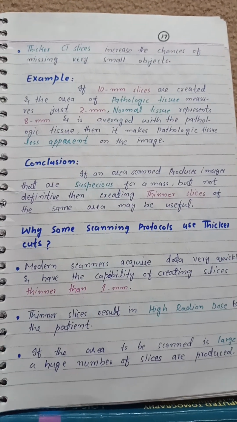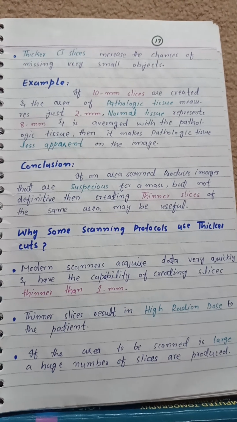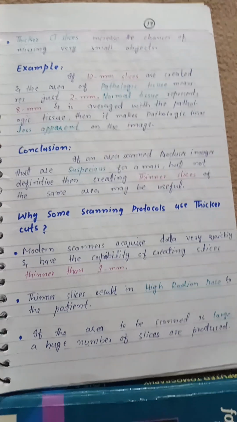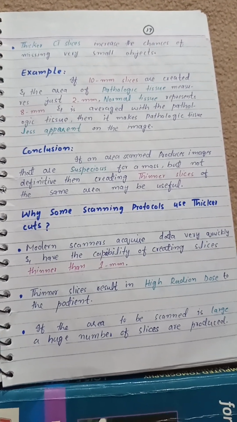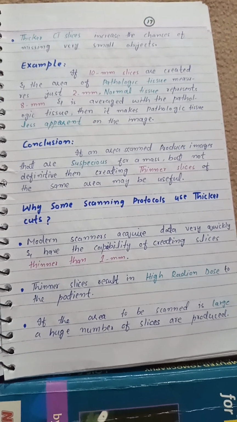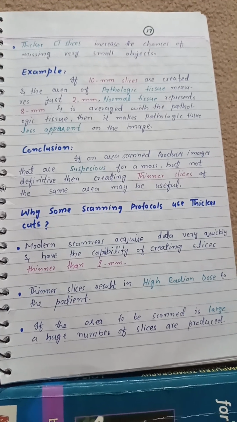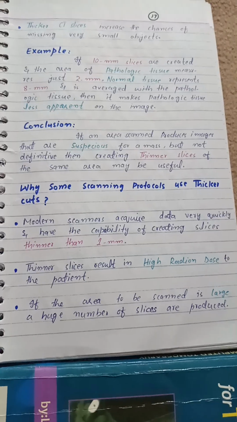Thicker CT slices increase the chances of missing very small objects. Example: if 10 slices are created and the area of pathologic tissue measures just 2, normal tissue represents 8 and is averaged with the pathologic tissue, then it makes pathologic tissue less apparent on the image.